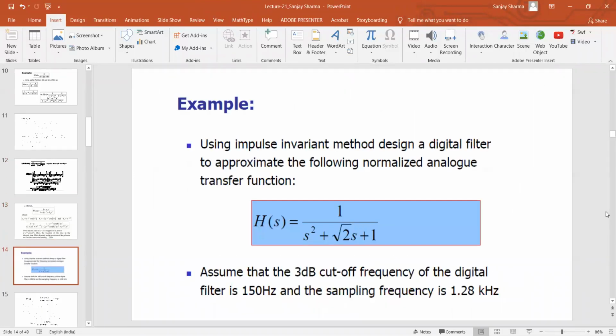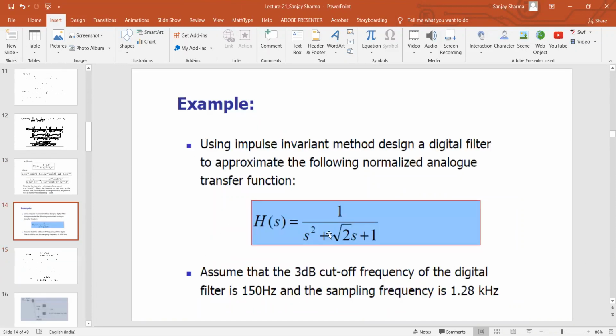Okay. Now let us take one more example. We are familiar with this type of filter. This is a second order Butterworth filter, right? H(s) is given by 1 over s square plus root 2 s plus 1. Assume that the 3 dB cutoff frequency is 150 Hertz and the sampling frequency is 1.28 kilohertz.